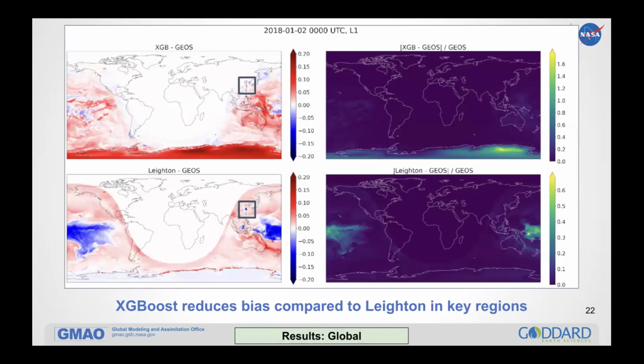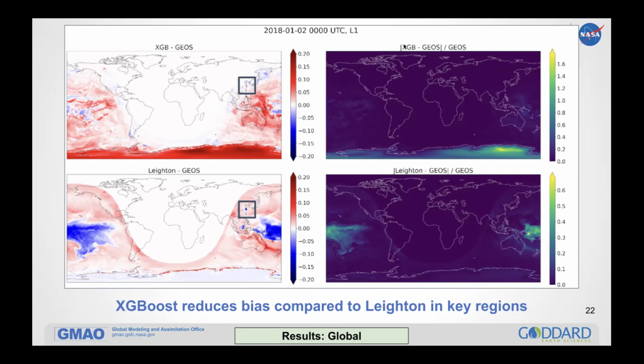So there's a lot going on here, but overall, we see that while on the global scale, Layton and XGBoost both perform relatively similar compared to the GOCF perturbations, XGBoost does reduce bias of gradient emulation in regions we might care more about. So for example, over Eastern China and over Shanghai here, we see that XGBoost does a better job than Layton. And again, this is just one example, but the plots across different seasons show a similar pattern.